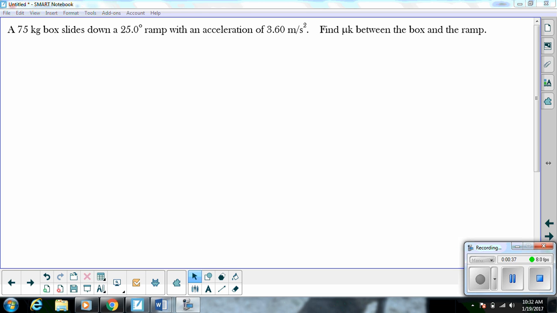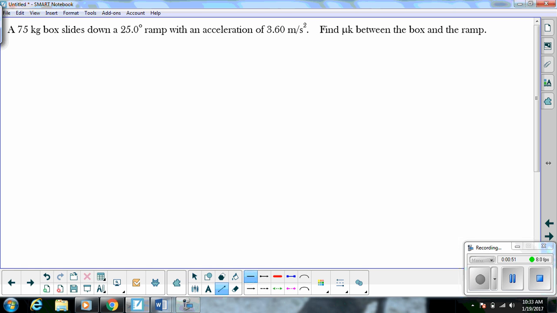So a 75 kilogram box slides down a 25.0 degree ramp with an acceleration of 3.60 meters per second squared. Find the coefficient of friction between the box and the ramp. Well, let's start by drawing that free body diagram.